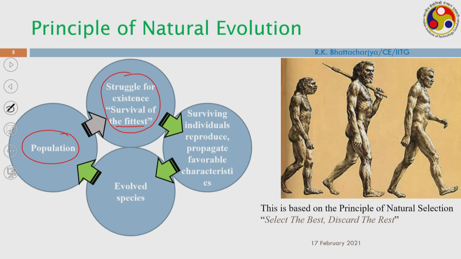Okay. Now, those who have survived, these surviving individuals, reproduce. So, they produce their offspring, then they also propagate the favorable characteristics to the next generation, to their offspring. Okay. So, what is happening? These surviving individuals reproduce, they propagate the favorable characteristics. I will also explain what favorable characteristics they have in some of the slides. So, they propagate the favorable characteristics to their offspring, and this is known as evolved species.